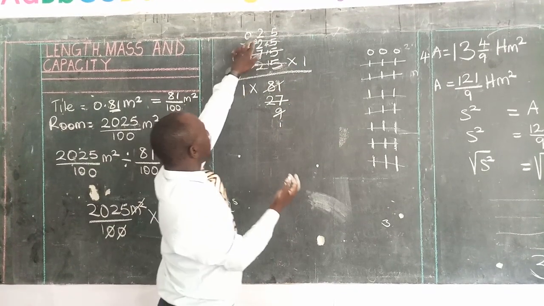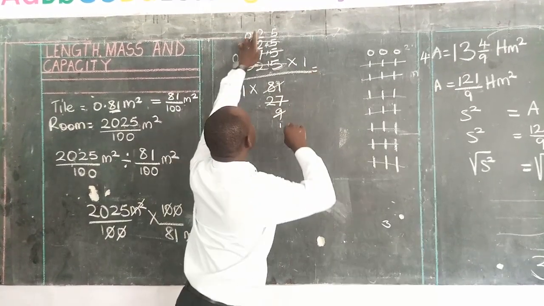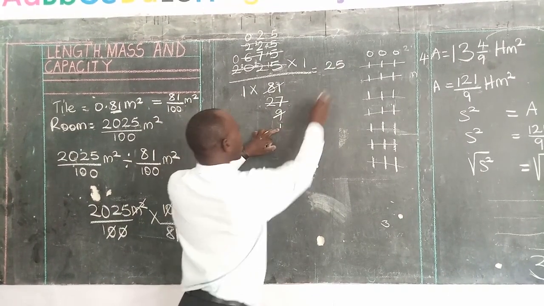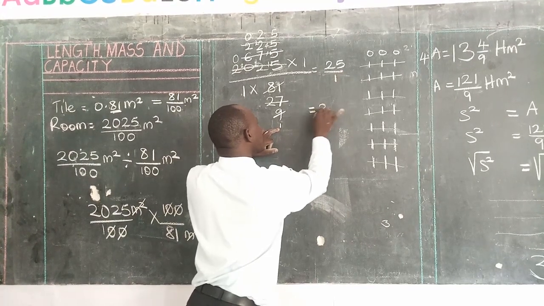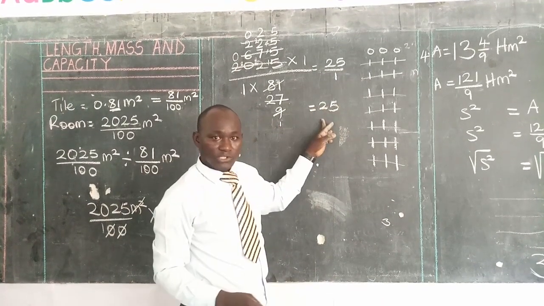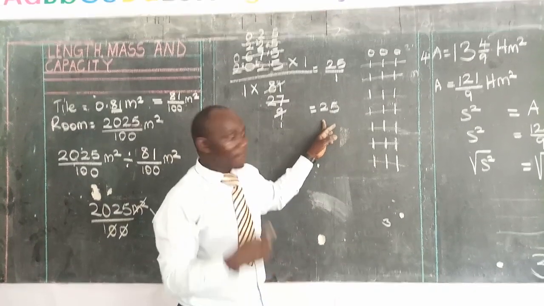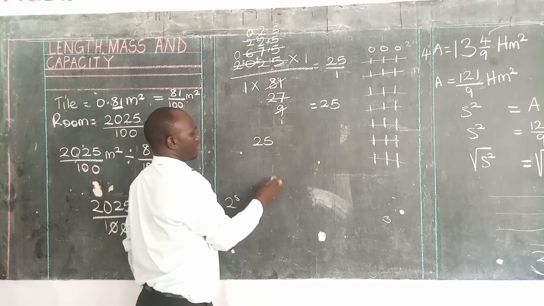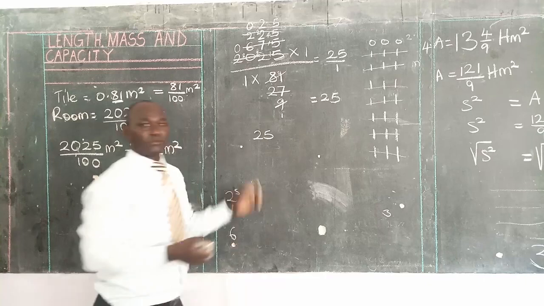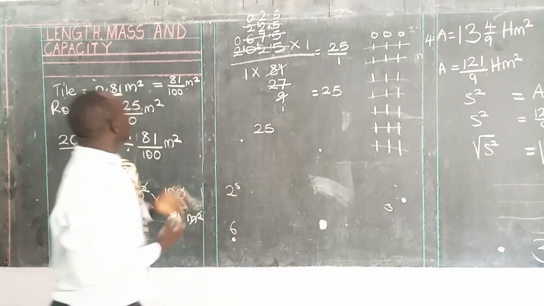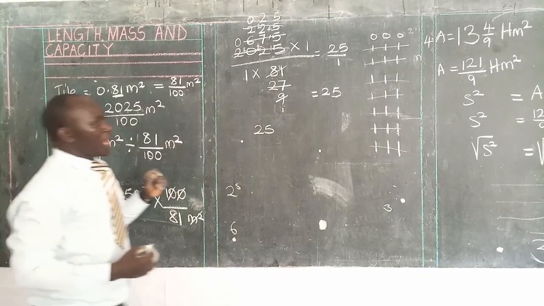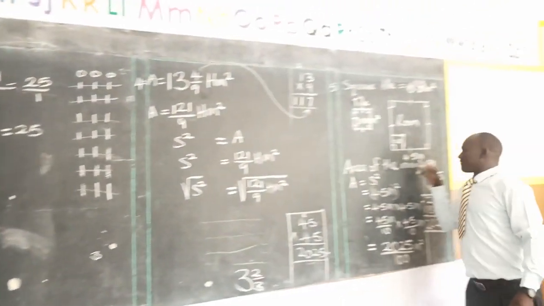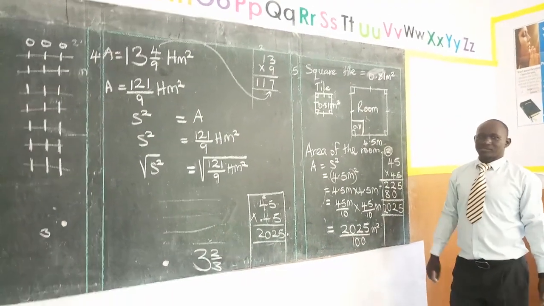So I'm now having 25 times 1, which is 25. Now 1 times this 1 is going to give me 1, and the answer will be still 25. What was the question? How many square tiles? So my answer will be, there will be 25 tiles which will be needed to tile up that square room, which has the side of 4.5 meters.